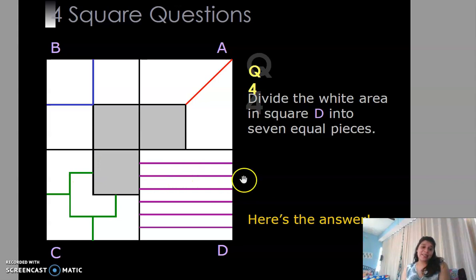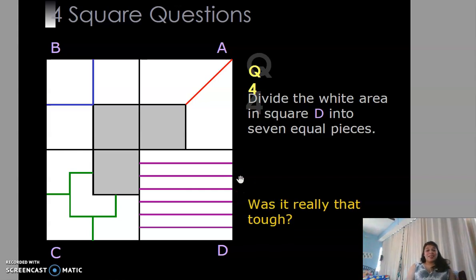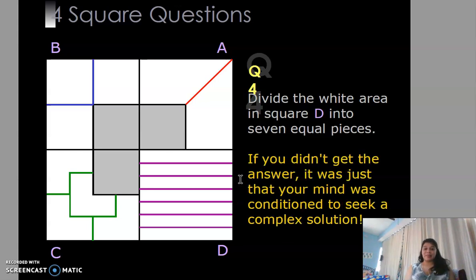Just drawing these 3-6 lines, and we have divided our area into 7 equal pieces. Easy, isn't it? Was it really that tough? No, it wasn't really that tough. It was quite easy actually. So, if you didn't get the answer, it was just that your mind was conditioned to seek a complex solution.